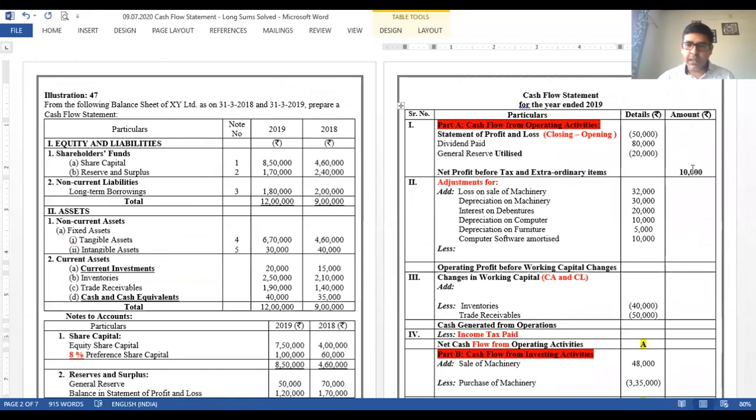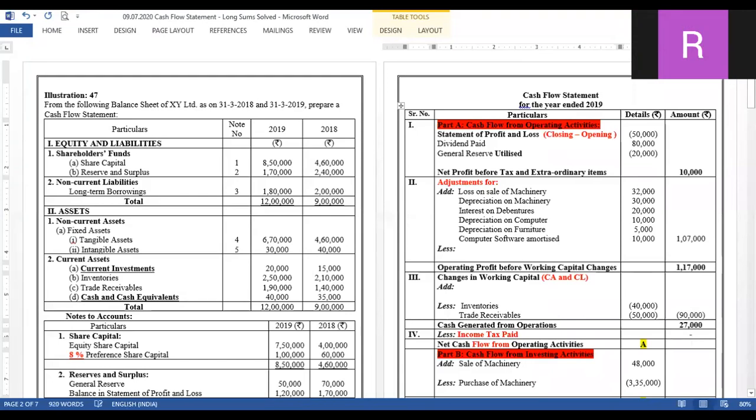10,000. Anyone who can reply this calculation? Sir, 1,07,000. 1,07,000. Okay. The total. So total 1,17,000. Okay. And sir, below, cash generated from operations, 27,000 will come as total. Earlier this was 90,000. Yes, sir. Income tax paid was not there, so this will be 27,000. It is positive, so it will be cash flow.